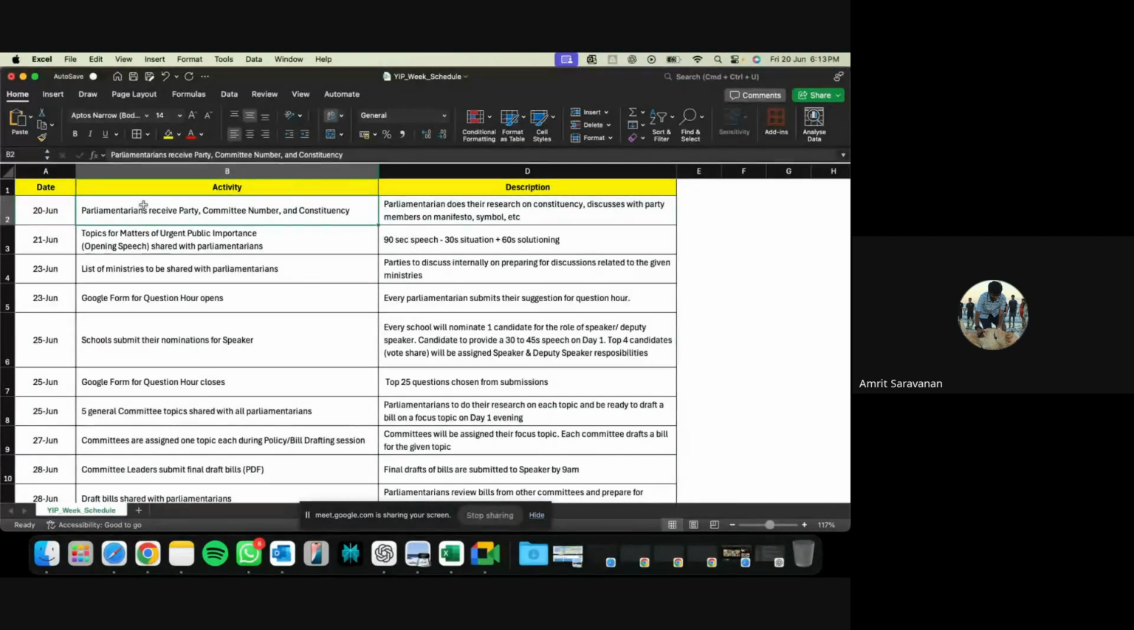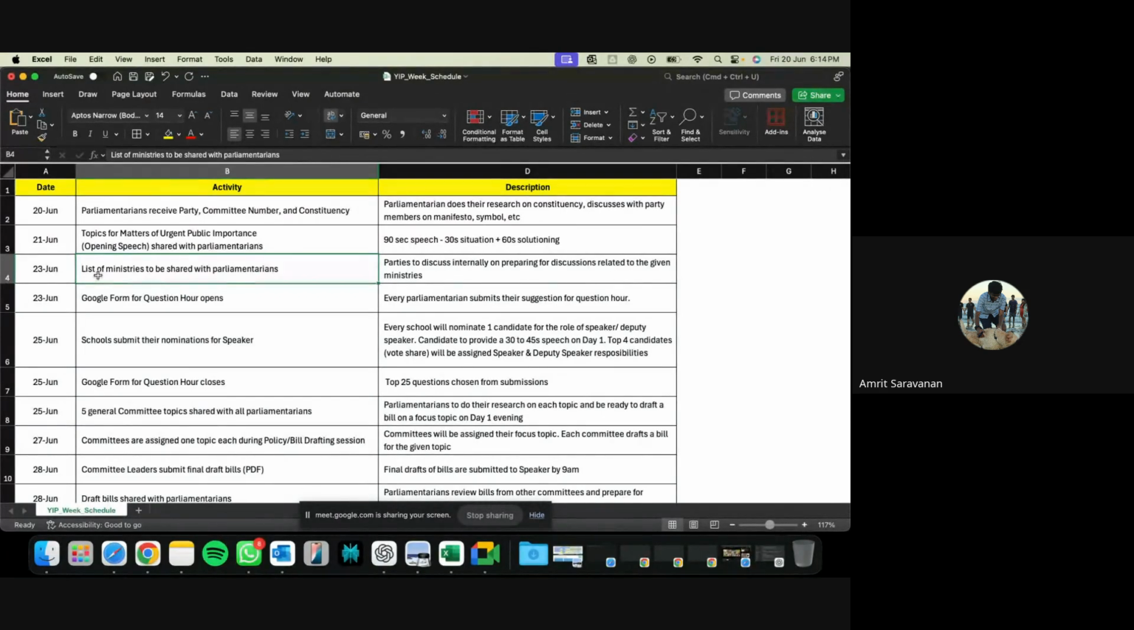Then on the 23rd, which is Monday, we would inform you of what ministries will exist going into the YIP. So we can't have every ministry that exists because we have a limited number of students. So we would give you the ministries which are as much as possible related to the topics you gave earlier. Again, this would be only broadly related. It's not that they would be quite specifically related.